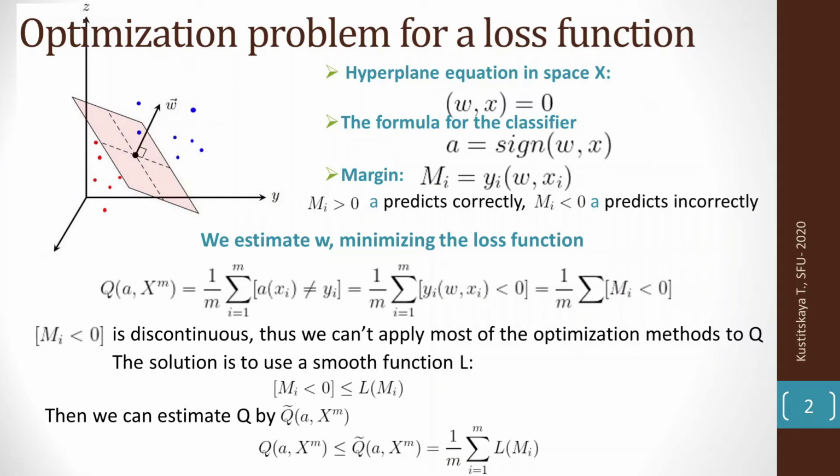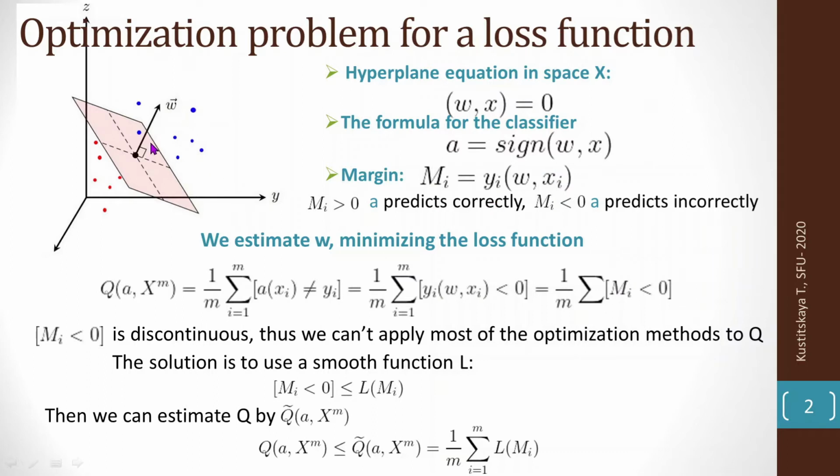That is why we can define a classifier A as a sign of the scalar product of W and X. Also, we need to remember the notion of margin. For every object i, the margin Mi is defined as a product of the label of the class and the scalar product of W and Xi.